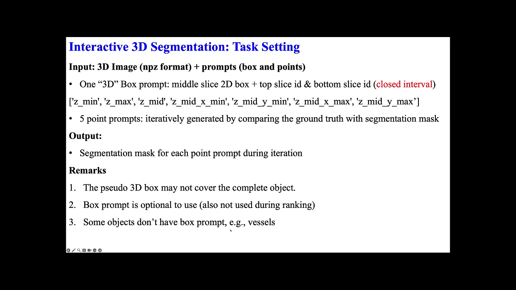The reason is that for those kinds of segmentation objects, a box is obviously not a good prompt. Instead, a point is a better prompt.